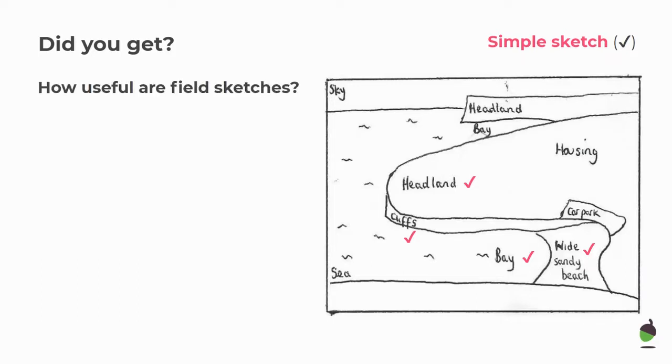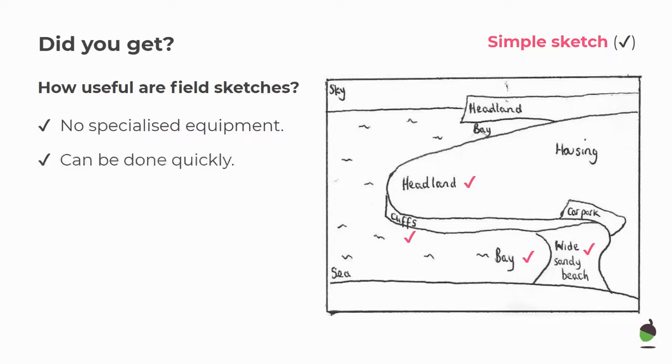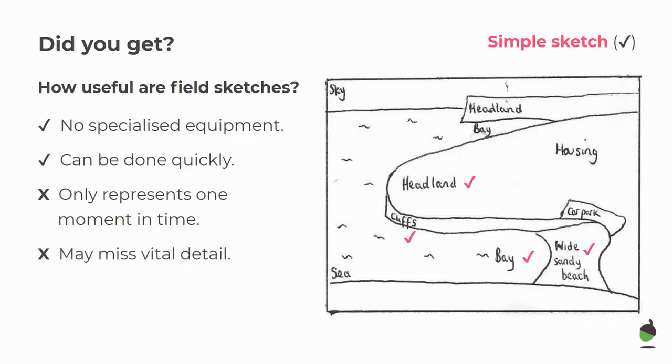Field sketches then can be useful in lots of different ways. You don't need specialised equipment to do one. They can be done quickly. They've got some drawbacks as well. They only represent one moment in time. So if you're drawing a sketch of a very busy beach, well, that might be a one-off. You may miss vital details. There might be something you didn't spot when you were doing your drawing. And it can show bias. What you draw and what you put on paper may not have actually been the reality.